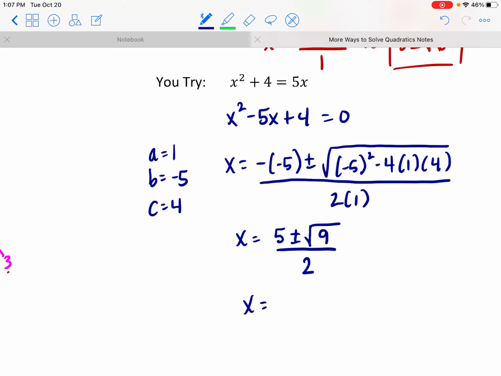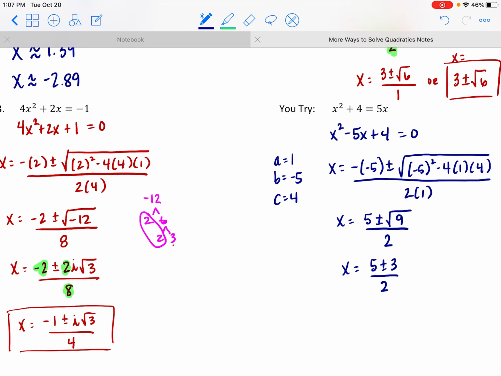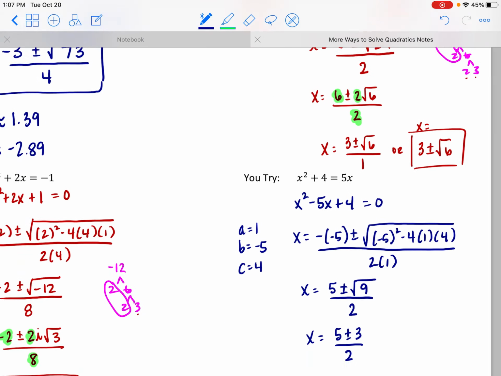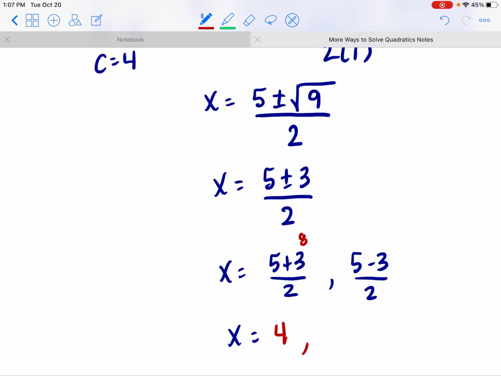So square root of 9 definitely simplifies. That becomes a 3. And in the others, we could stop because I couldn't combine, like here, I can't combine i radical 3 and 1, or radical 7 and 3. But here I can combine these numbers, so I need to keep going with this. This is saying 5 plus 3 over 2 and 5 minus 3 over 2 are going to be our solutions. So that's going to be, let's see, 5 plus 3 is 8, and 8 divided by 2 makes 4 a solution. And then 5 minus 3 is 2. 2 divided by 2 makes 1 another solution. So our solutions are 4 and 1.